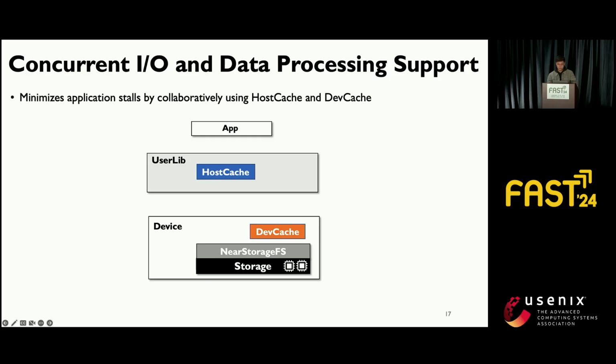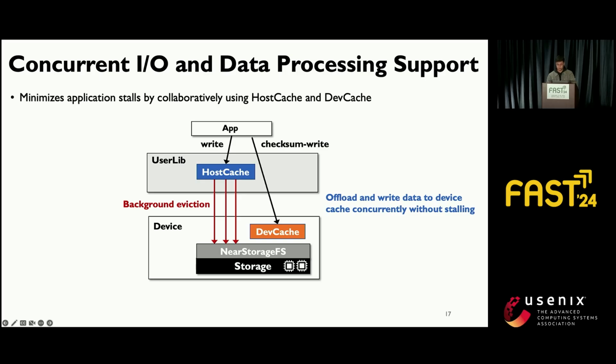After that, OmniCache minimizes application stalls by collaboratively using host cache and device cache. So for the same example here, the application keeps writing the data to the host cache, and the background thread will start the eviction when the host level cache is full. Meanwhile, another thread is issuing the data processing request, which is checksum here. So in OmniCache, it will get offloaded and write data to the device cache concurrently without application stalls. So therefore, the horizontal caching design of OmniCache can reduce the frequent application stalls.